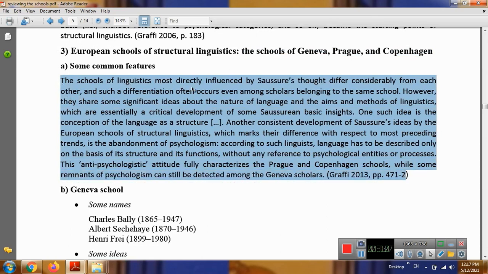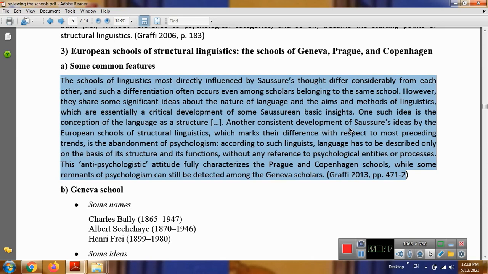The schools of linguistics most directly influenced by Saussure's thought differ considerably from each other, and such differentiation often occurs even among scholars belonging to the same school. However, they share some significant ideas about the nature of language and the aims and method of linguistics, which are essentially a critical development of some Saussurian basic insights. One such idea is the conception of language as a structure.